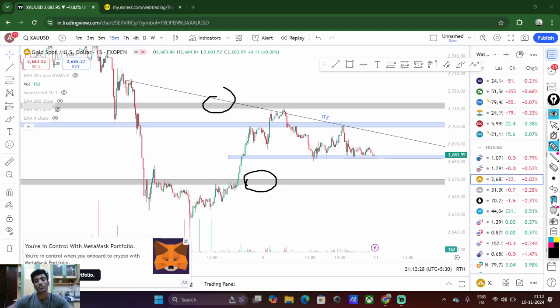If an invite setup forms in minor zones, we can plan a fake out of the invite setup. In such cases, all the buyers are here, so buyers will place their stop losses below this point. The market can ideally go remove those stop losses, grab the liquidity in the market, and then we can plan an upside trade. Let me tell you why this happens, the liquidity grab concept.